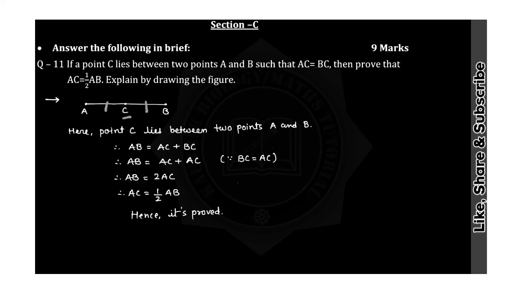Now because your A, C and B are collinear points, we can say that AB, that is the whole line segment AB, is equal to AC plus BC, right? But here already it is given that BC is equal to AC. That means in place of BC we have to write AC. So AC plus AC, 2AC. Now 2 from multiplication goes into division, and therefore AC will be half of AB, and therefore it is proved.